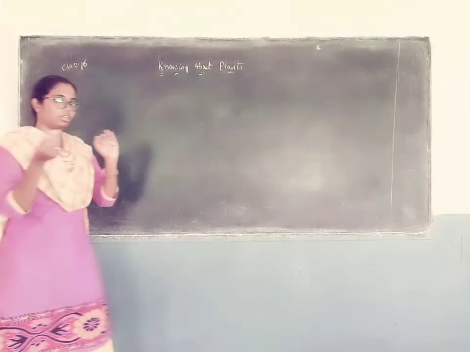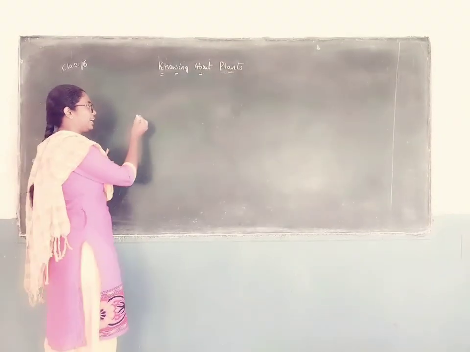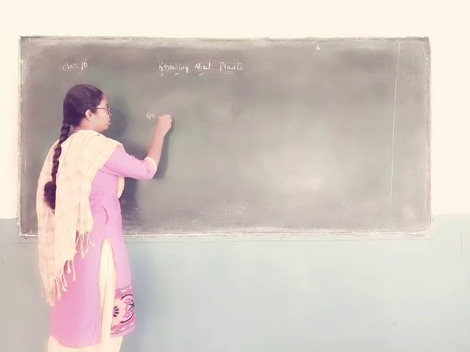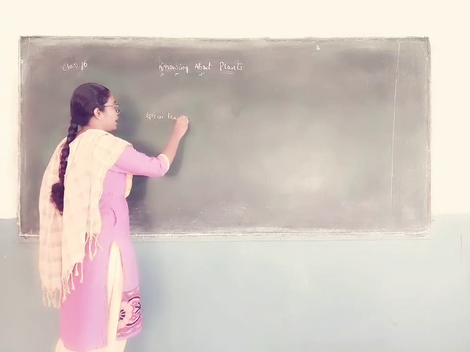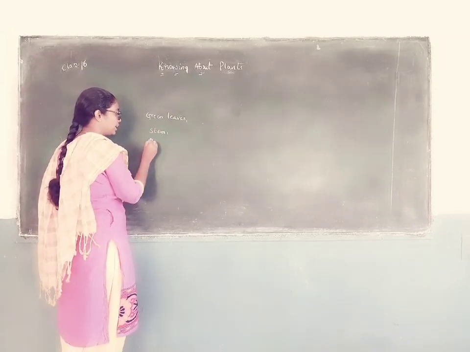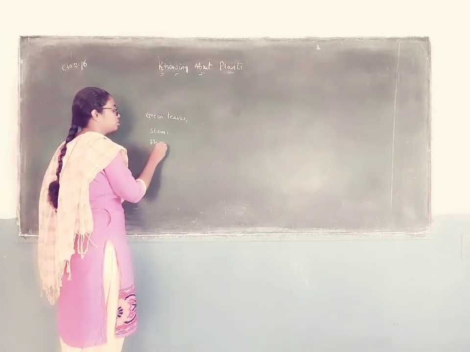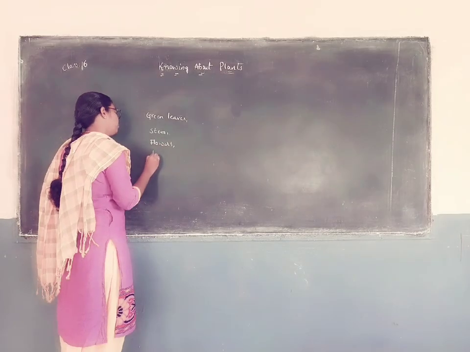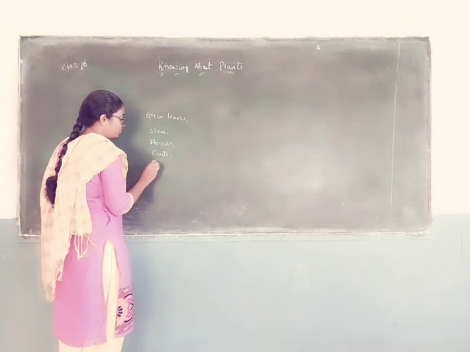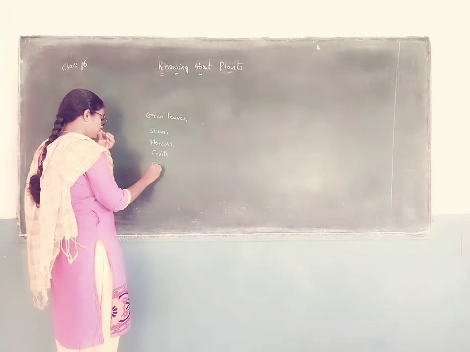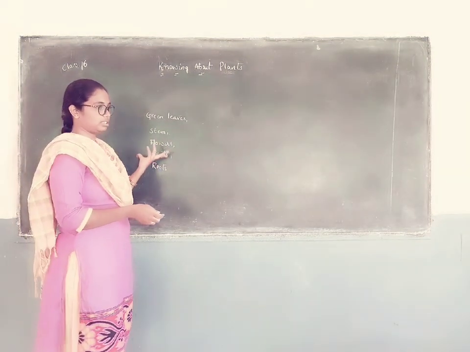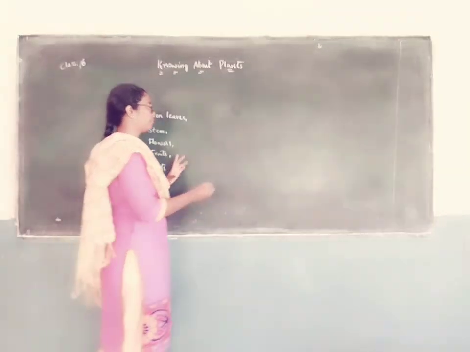Okay, so we will know some characters of the plant. Plants contain green leaves and plants contain stem. Plants contain flowers and fruits. They also contain roots. Okay, so we know about these characters of the plants.